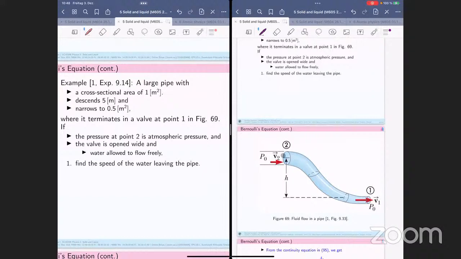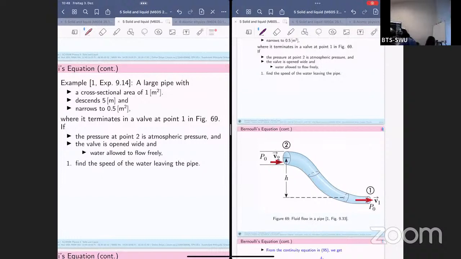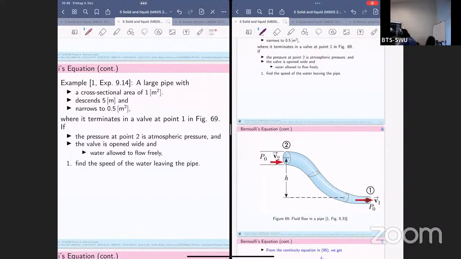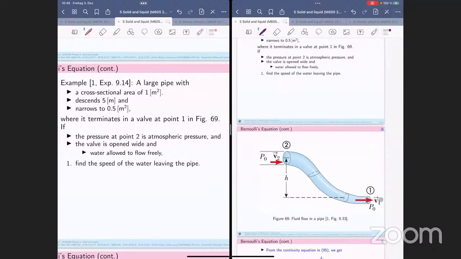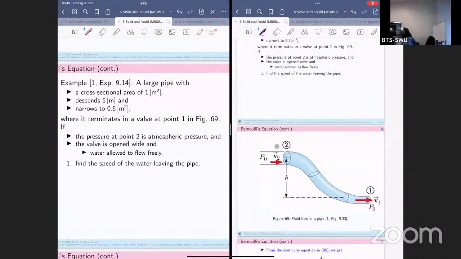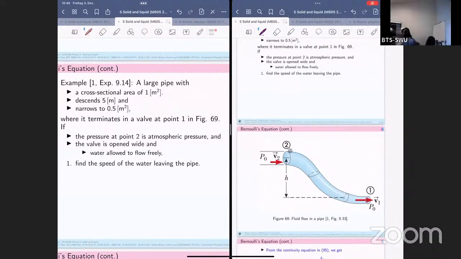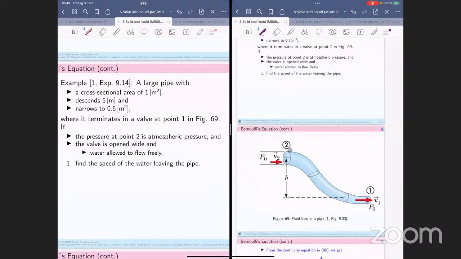Of course, the water should have its own velocity, which is denoted by V2. The water out of this side should have its own velocity, which is denoted by vector V1. This is the first location, and this is the second location. Bernoulli's equation is valid for the summation of pressure at different locations. Here we have two locations, number 1 and number 2.